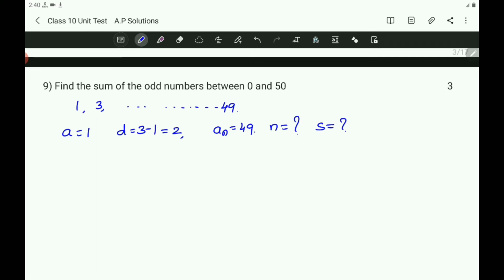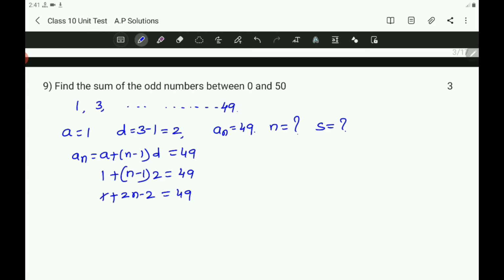To find n, use the formula for an. An equals a plus n minus 1 into d equals 49. Then a is 1, plus n is to be found out, n minus 1, d is 2, equals 49. Then you can multiply it. 1 plus n into 2 is 2n minus 2 equals 49. Then 1 minus 2 you will get minus 1. So you got 2n minus 1 equals 49.